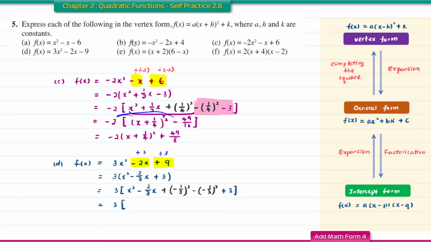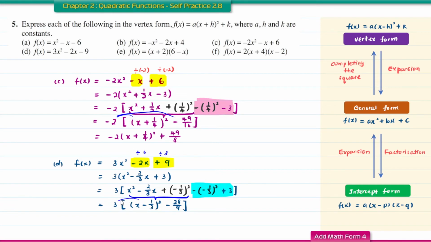So next, this part here, we're going to do the factorization. So as you add in negative 1 over 3, so here will be x minus 1 over 3 square. And this part, if you solve it, you're going to have the answer of negative 28 over 9.